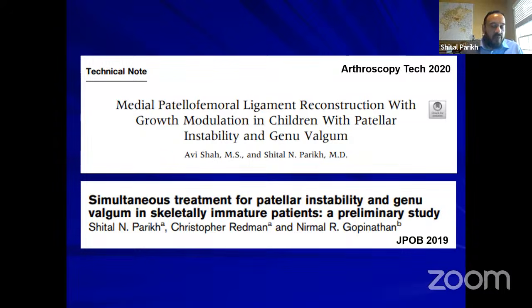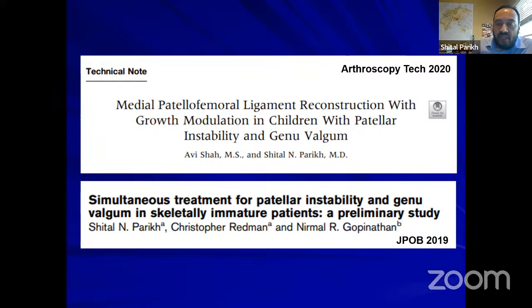Our technique of MPFL reconstruction with guided growth. And guided growth is something which those who are doing pediatrics would know, because we use it for deformity correction all the time, whether we use a transphysis screw or a tension band plate, or in the past, Blount staples were used. And all those things would help to correct the valgus.